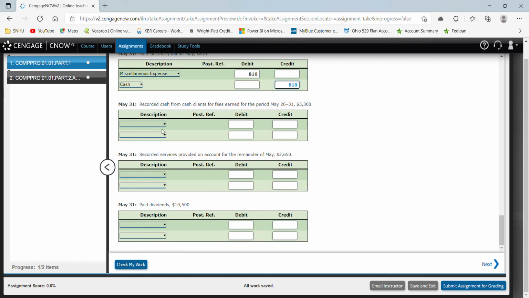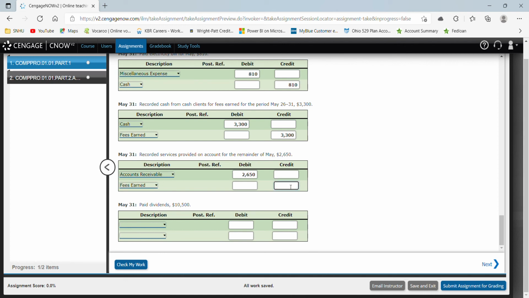Then, let's see, recorded cash from cash clients for fees earned. All right, so let's record our cash for $3,300, and we've got to record the fees earned. Okay. Recorded service provided on account for the remainder of May. All right, so we've got accounts receivable 2650 and fees earned. So we recorded the fees.